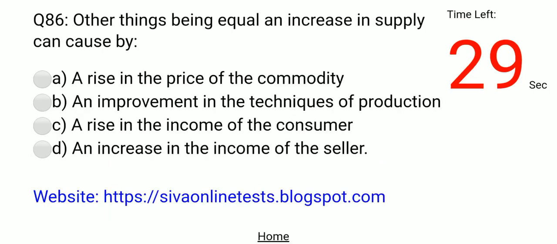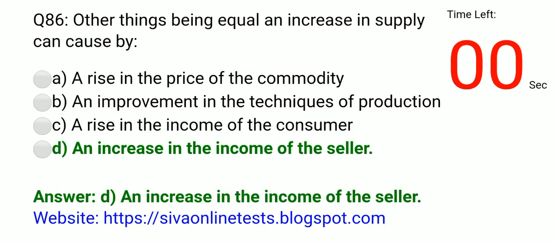Question 86. Other things being equal, an increase in supply can be caused by. Options. A. A rise in the price of the commodity. B. An improvement in the techniques of production. C. A rise in the income of the consumer. D. An increase in the income of the seller. Answer. D. An increase in the income of the seller.